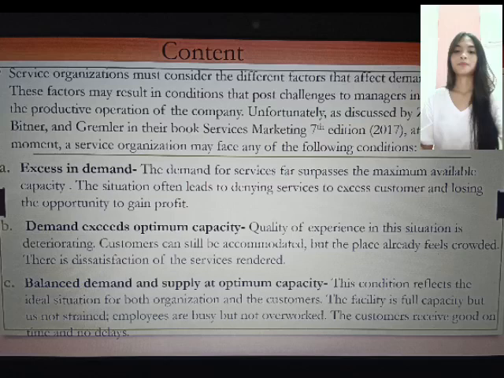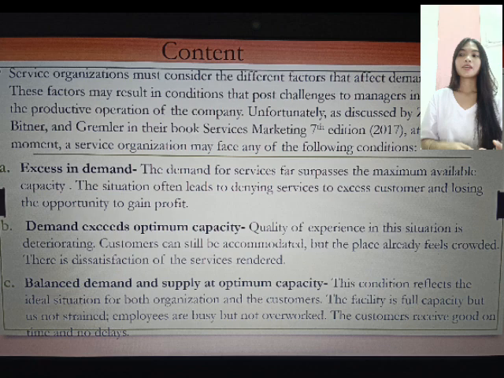So what is the content of this topic? Service organizations must consider the different factors that affect demand and capacity. These factors may result in conditions that pose challenges to managers in maintaining the productive operation of the company. Unfortunately, as discussed by Zeithaml, Bitner, and Gremler in their book Services Marketing, 7th edition, at any given moment, a service organization may face any of the following conditions.